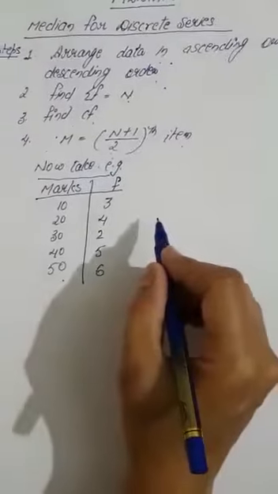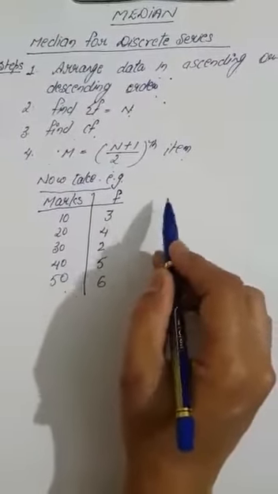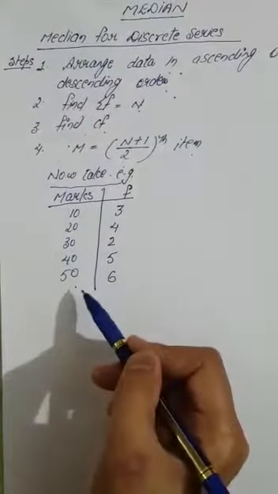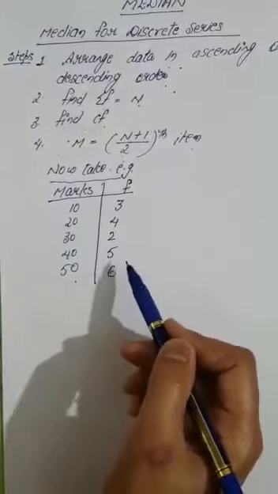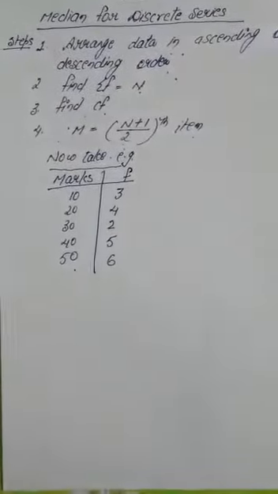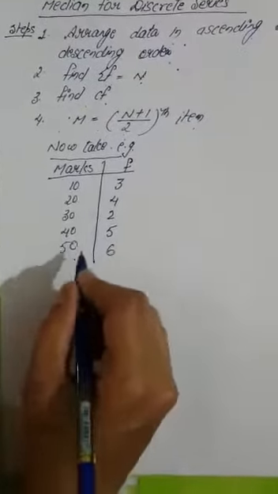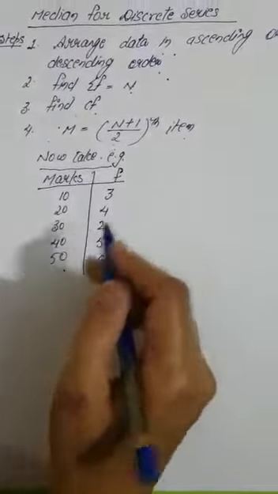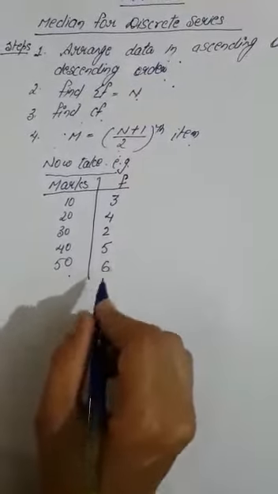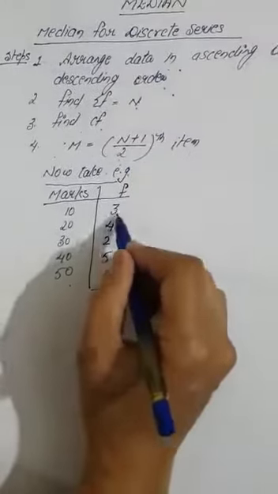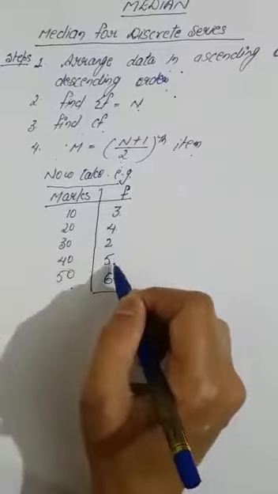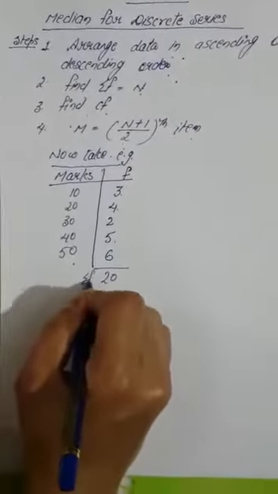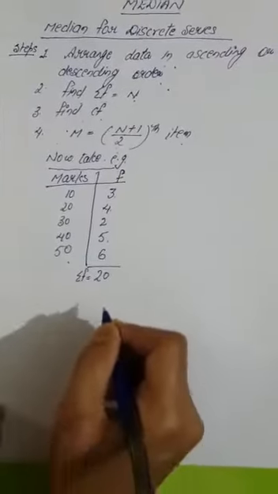Just look at one thing: if the data is given in horizontal form, always arrange the data in vertical form, to make the other calculations easy. So first you have seen the data is already in ascending order. Second, you have to find the total frequency. So the frequency is 3 plus 4 is 7, plus 2 is 9, plus 5 is 14, plus 6 is 20. So we found the total frequency, that is 20.